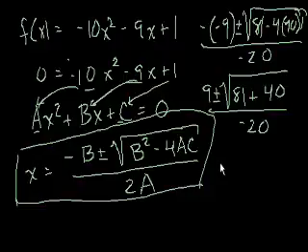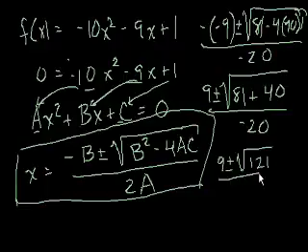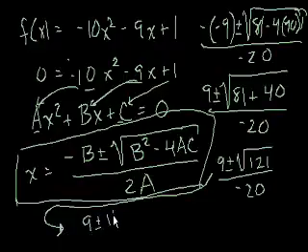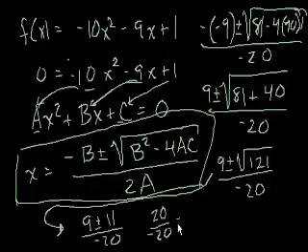Well, 81 plus 40 is 121. So this is 9 plus or minus the square root of 121 over minus 20. Square root of 121 is 11. So this is 9 plus or minus 11 over minus 20. If we said 9 plus 11 over minus 20, 9 plus 11 is 20, so it's 20 over minus 20, which equals negative 1.